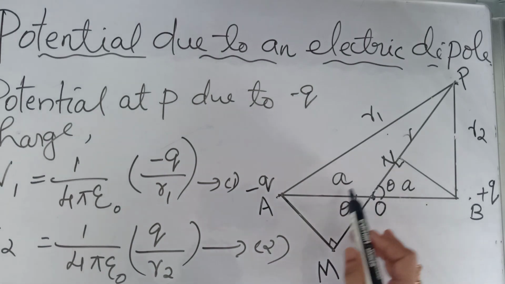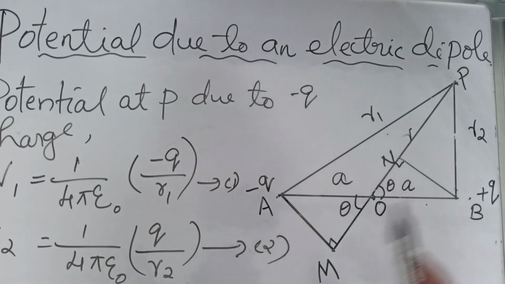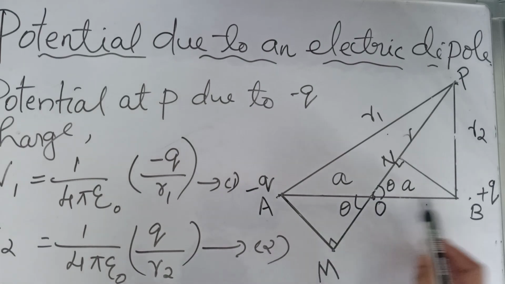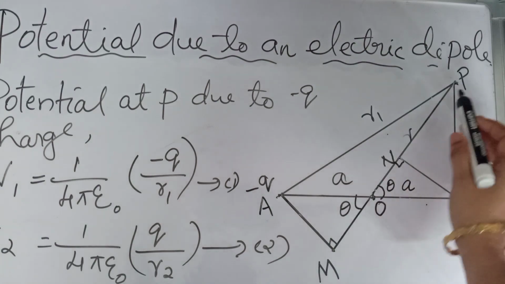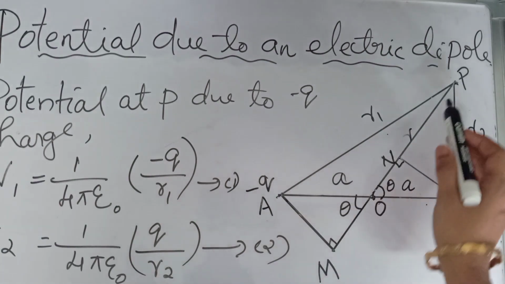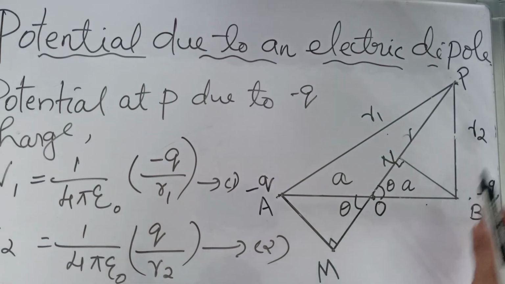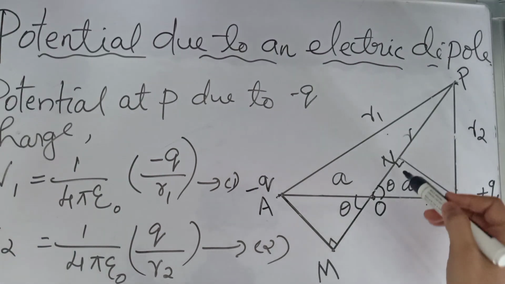So here we have to understand that OA is a and OB is a, and only this much is there in our diagram. Okay, here we can join AP and BP, that is the distance from A to P, and this is the distance from B to P. And now we can find the potential at P due to the minus Q charge. And the rest of the things I will explain.